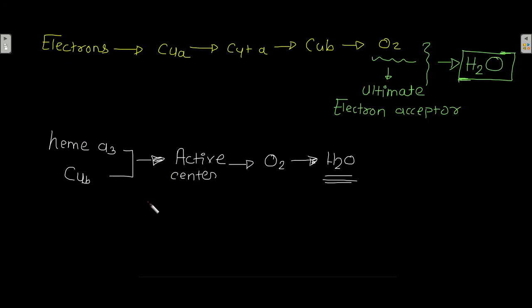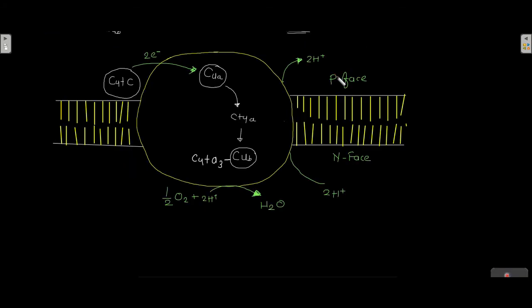Now your complex 4 has heme A3 and CuB, as we just saw. So heme A3 and CuB form the active center where oxygen is reduced to water. When oxygen is reduced, water is formed at the active center, which is formed of heme A3 and CuB. So this is how your cytochrome oxidase looks.